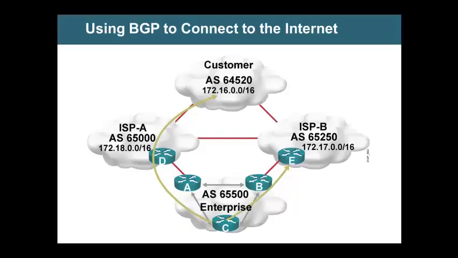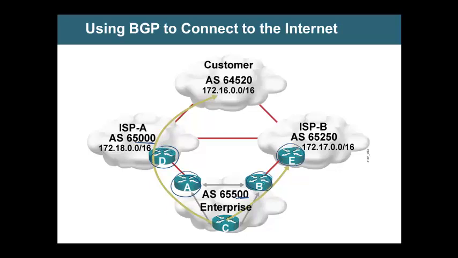If you see this picture here, you can see various borders. A and D are in two different autonomous systems. A is in 65500. D is in 65000. Two different autonomous systems. This is one autonomous system, this is another autonomous system. Likewise, you have here B and E as two different autonomous systems.